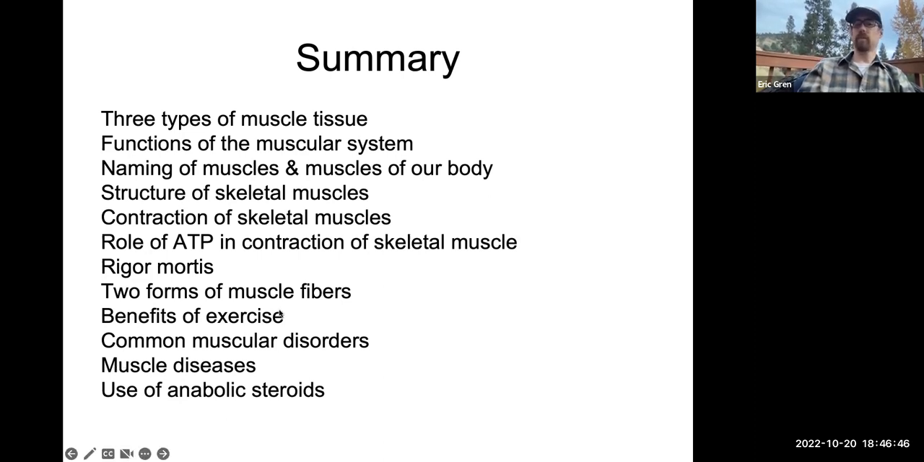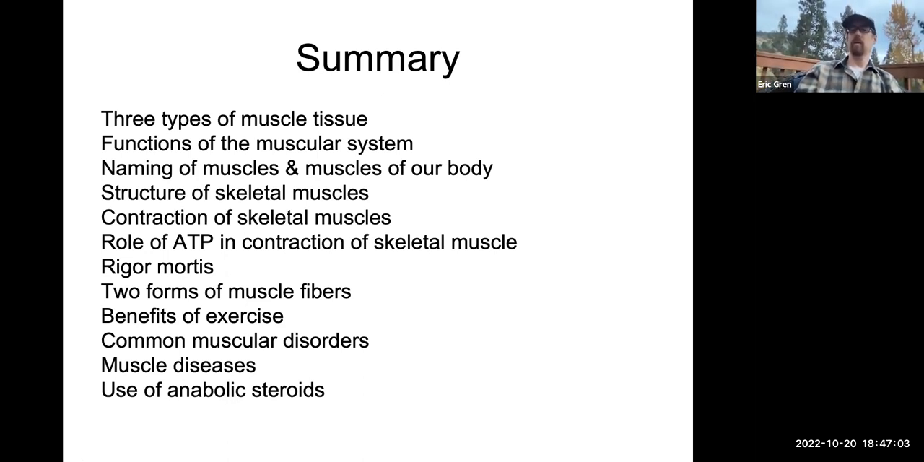2 types of muscle fibers. We've got our slow twitch and our fast twitch. Fast twitch, remember, is lighter in color. Slow twitch is darker in color. Slow twitch has more endurance. Fast twitch has greater strength, right? Remember the benefits of exercise, some of the common muscle disorders, okay, muscle diseases, and kind of know some of the basics of anabolic steroids.